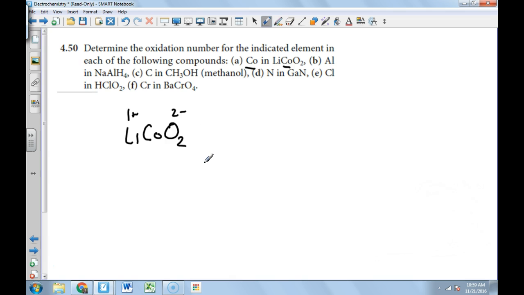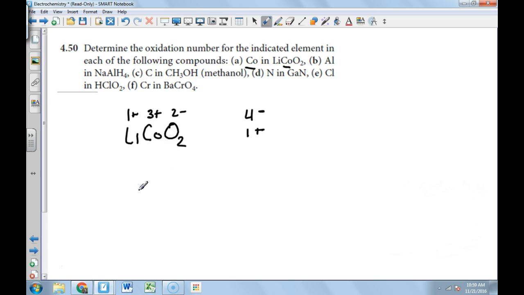So all of these elements have to add up to the overall charge of the substance. In this case, this is a compound, so the overall charge is 0. So we have 2- times 2. There's 2 of them, so that's a 4-. And now we have a 1+. So now we need to have as many positives as negatives to make sure that they cancel out. And so that means that cobalt must be a 3+. Okay?